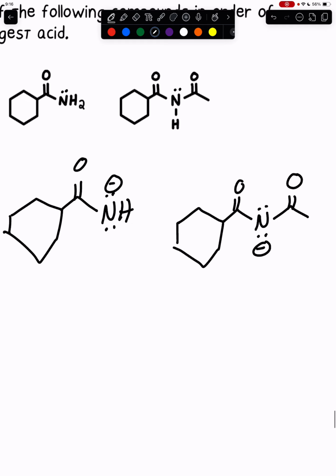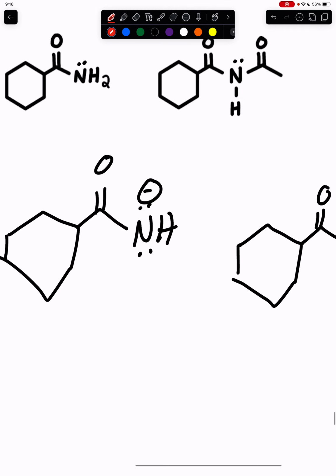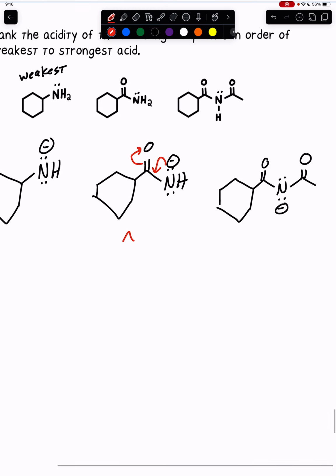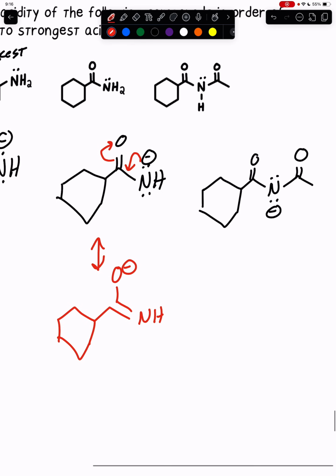Now, out of these two, which one's handling the negative charge better? They both engage in resonance. These electrons can move here and kick that up there to form, I'll draw this in, this resonance structure. So we can see that negative charge is delocalized. This one here on the far right, it also does that. These electrons can move here and push that negative charge up there to form this resonance structure.